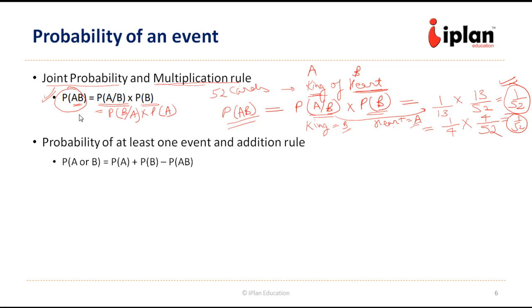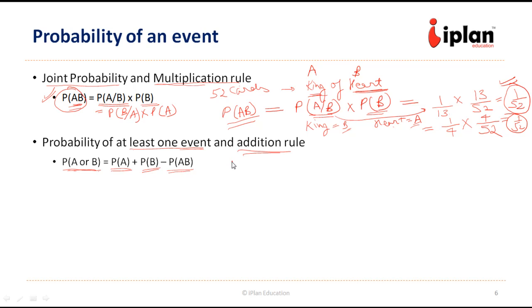Now let us look at one more rule: probability of at least one event and the addition rule. What is the probability of at least one event? Earlier we were looking at joint probability, where both A and B occur simultaneously. Here we are talking about at least one, so the probability of at least one of the two events occurring, A or B. That is given by the probability of A, the unconditional or marginal probability, plus the probability of B minus the joint probability.